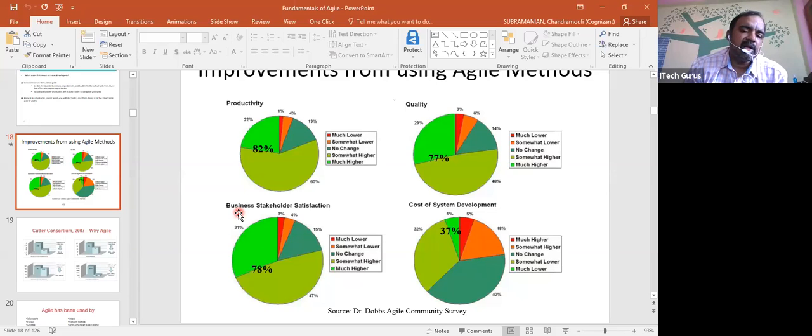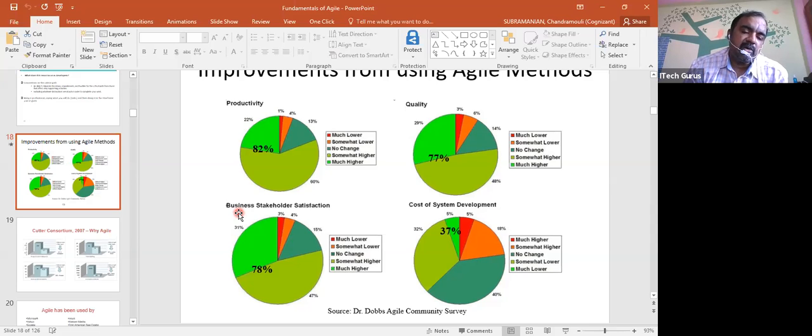The cost will get reduced because your productivity goes up. But it is not reduced proportionately. The productivity improved by 82%, but the cost got reduced only by 37 or 40%. Keep that in mind.